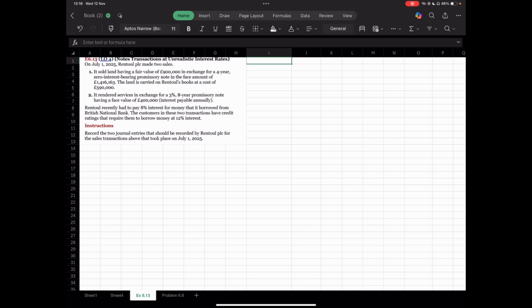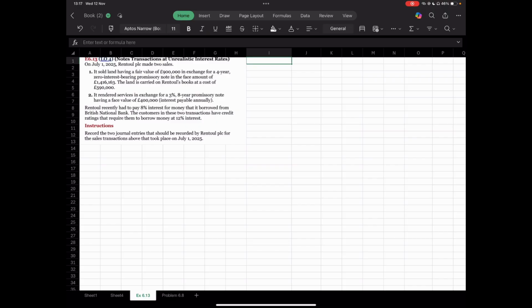590,000 euros. It renders services in exchange for a 3% 8-year promissory note having a face value of 400,000 euros, interest payable annually. Rental recently had to pay 8% interest for money borrowed from British National Bank. The customers in these two transactions have credit ratings that require them to borrow money at 12% interest. Now, in instructions: record two journal entries that should be recorded by Rental plc for the sales transactions above that took place on July 1st, 2025.